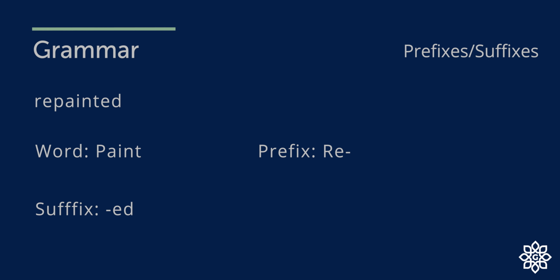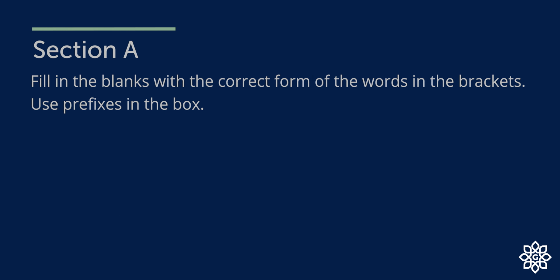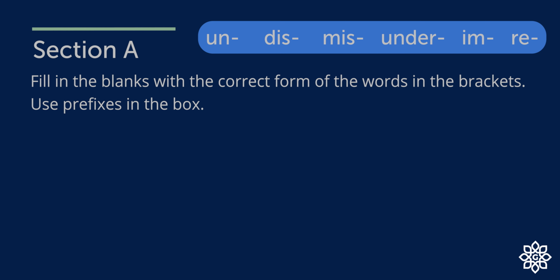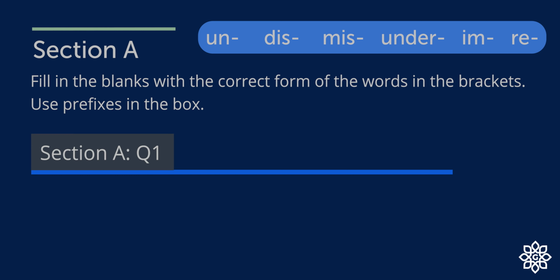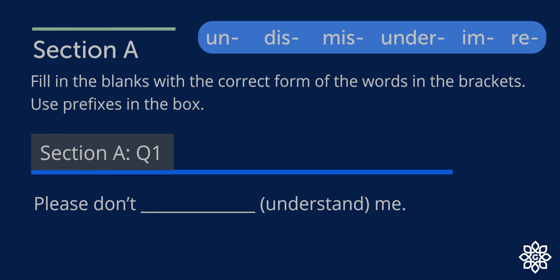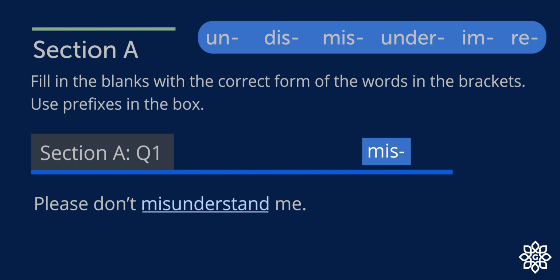So let us do an exercise on prefixes and suffixes. Section A. Fill in the blanks with the correct form of the word in the brackets. Use the prefixes in the box. There are 5 questions. Let's see the first one. Question number 1. Please don't, in brackets, understand me. Which of the prefixes will aptly complete this word? It is miss. Please don't misunderstand me.